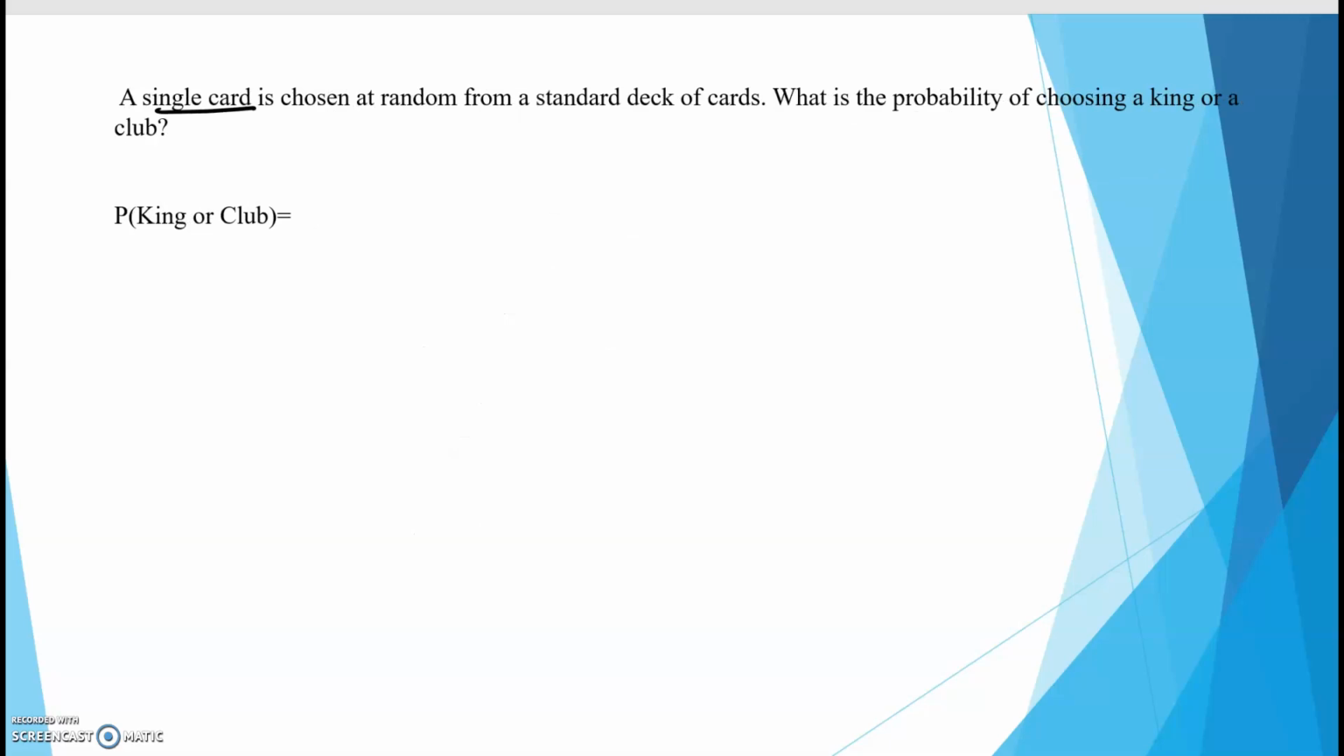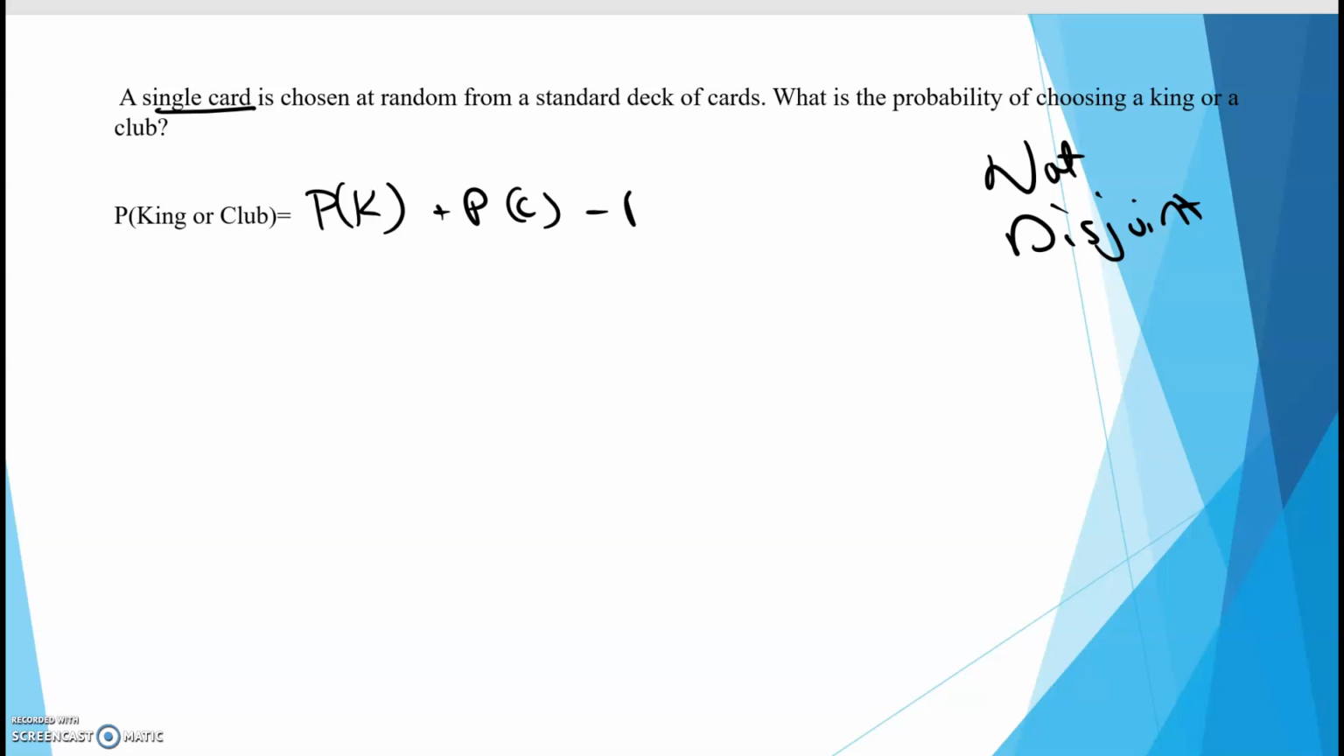A single card is chosen at random from a deck of cards. What's the probability of choosing a king or a club? Okay, if I pull out a card, can one card be both a king and a club? Well, of course, you've got the king of clubs. Okay, so this one is not disjoint because these two things can happen at the exact same time. So I need the probability of king plus the probability of club minus the probability of a king and a club.